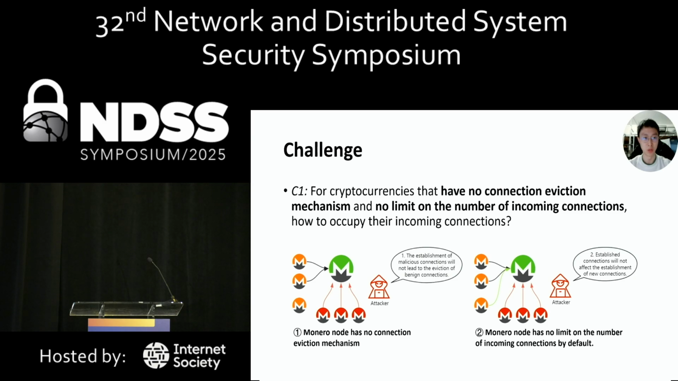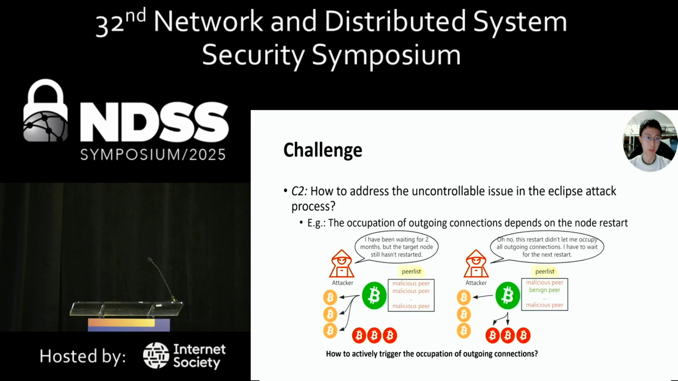For nodes with low limit on incoming connections and no connection eviction strategy, connections do not interfere with each other. The uncertainty in occupying outgoing connections also renders the existing methods impractical. The key issue with these challenges is that the attacker has no control over benign connections and can only rely on uncontrollable events such as node restarts to disconnect a node's connections. And this is why our connection reset attack was introduced.